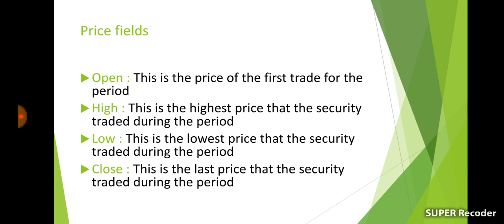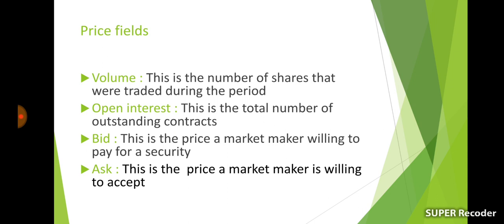Okay. Then volume. Volume is the number of shares that were traded during the period. Then open interest. This is the total number of outstanding contracts. That means those transactions which have not been exercised, completed or closed. This may happen in the case of derivatives like futures, options, etc. Such contracts will expire on a future date.